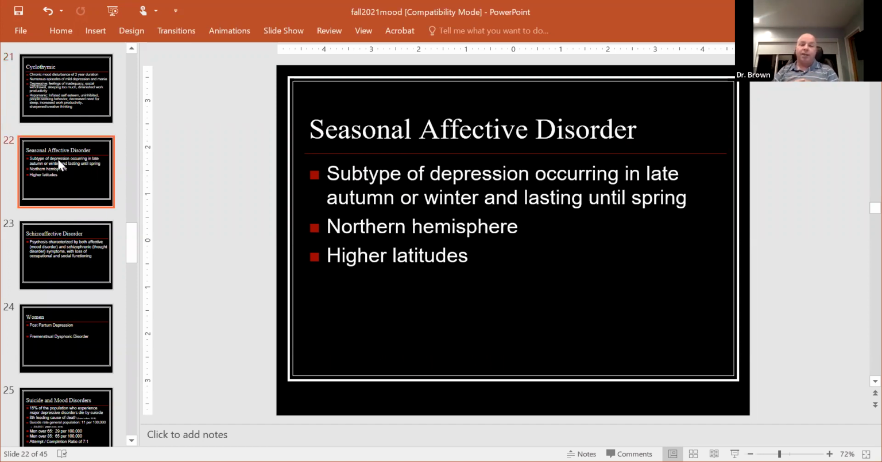Next disorder is SAD, seasonal affective disorder. And our guest speaker in a few weeks will talk to you about this. This is a subtype of depression occurring normally in late autumn or winter when things get darker. This happens a lot in the northern hemisphere, like New York. This is where the term snowbirds came in. My parents were snowbirds. They would live in New York during the summer, during the nice season. Then in November, December, January, February, March, they'd go to Florida because there's more sunlight and it was warmer.